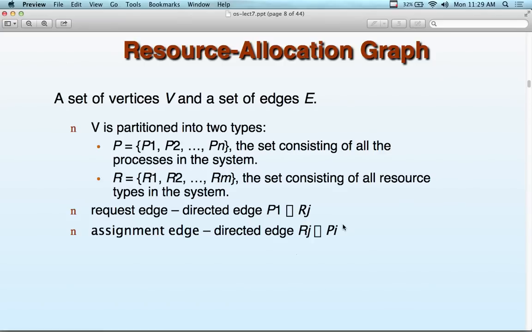If you're the operating system, you're going to figure out how to allocate your resources to prevent deadlock, because you want things to run. If I have deadlock, nothing's going to run on the system. So I'm the operating system, and I'm going to build a resource allocation graph. Great example: it's a set of vertices V and a set of edges E.